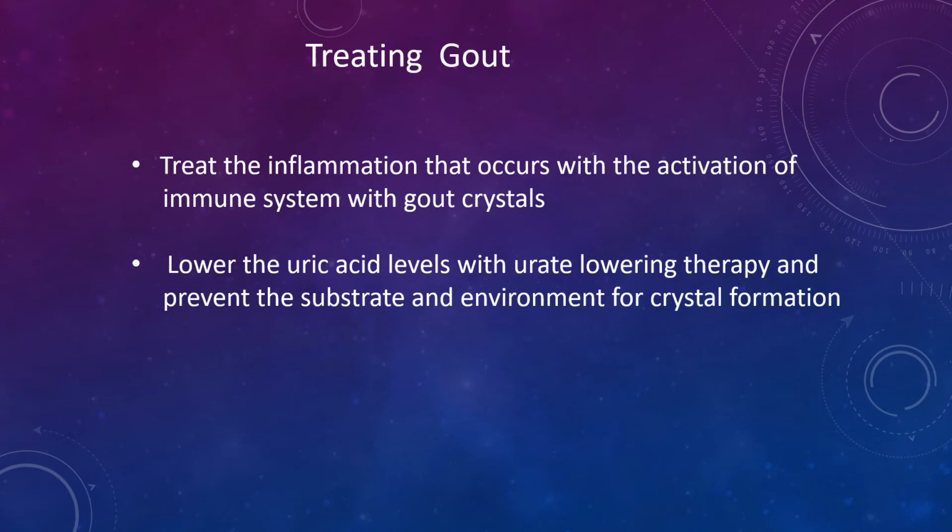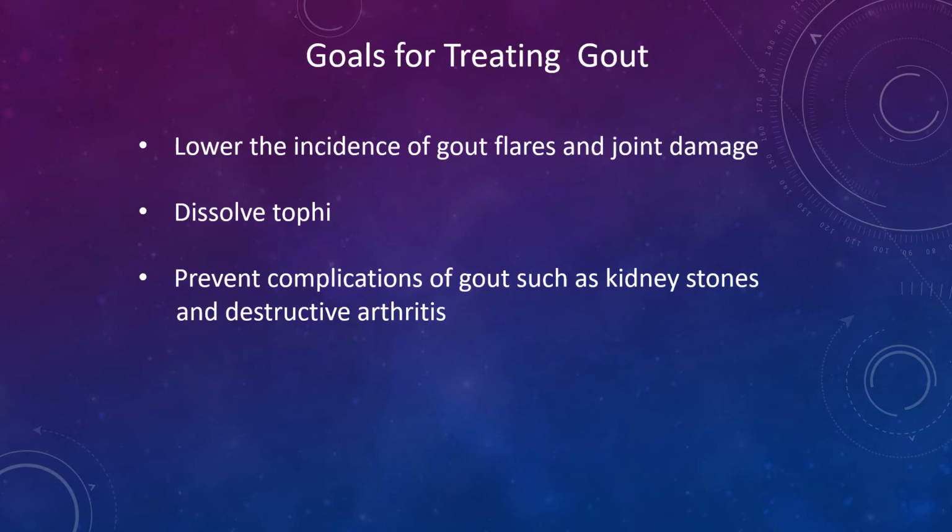Now, treating gout. We treat the inflammation that occurs with the activation of the immune system by gout crystals, or we lower the uric acid with urate lowering therapy to prevent the substrate and environment for crystal formation. The goals for treating gout are to lower the incidence of gout flares and joint damage, dissolve tophi, and prevent complications of gout, such as kidney stones and destructive arthritis.